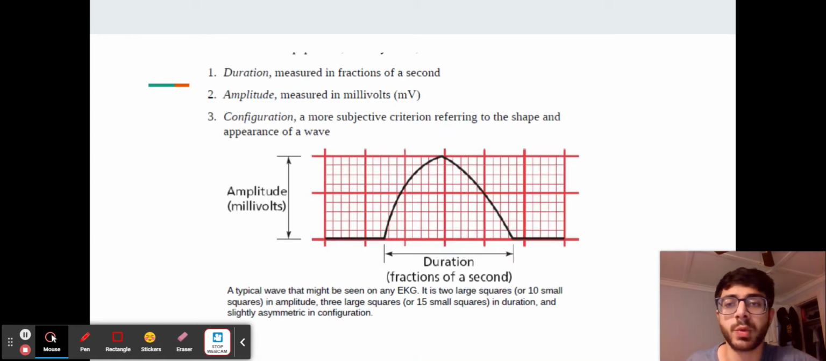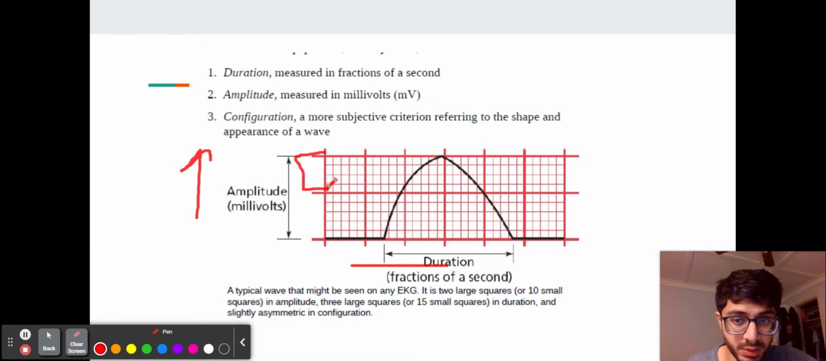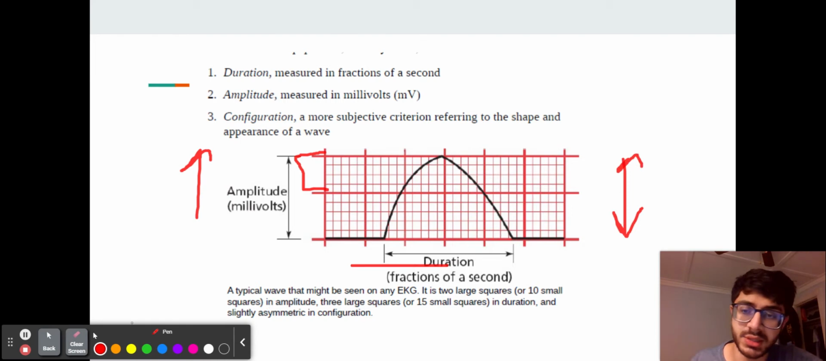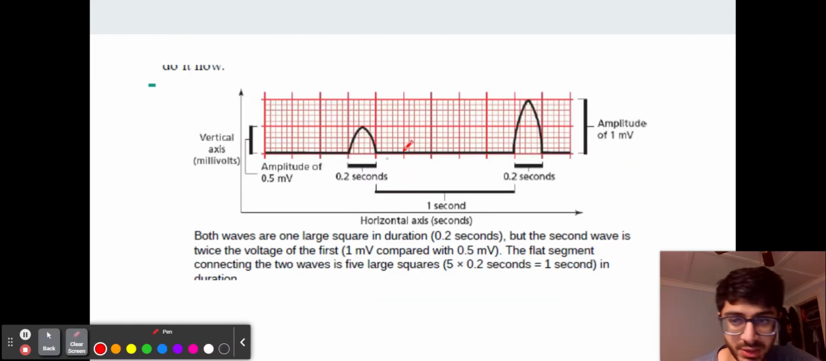Okay, next thing, we're going to talk about duration, amplitude, and configuration. Duration is obviously the thing you see down here. Amplitude is in millivolts. This one small box is 0.1. This is 5, and this entire thing is 1 millivolt. We're not going to get into this detail. You honestly don't need to know this, at least for this. Okay, this is the detail box.